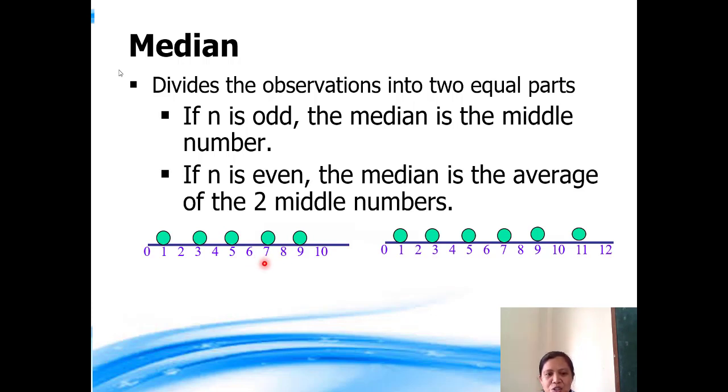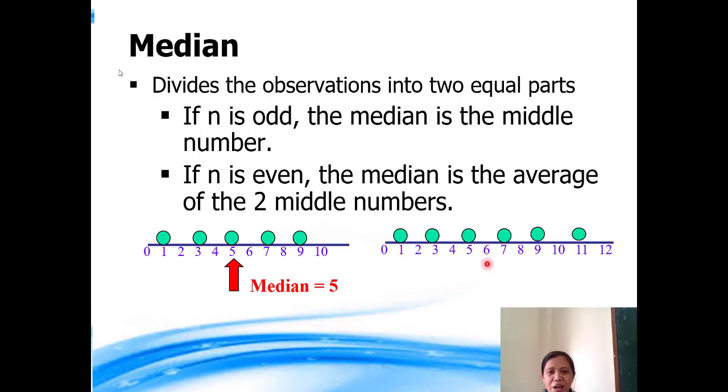Let us consider these two diagrams here. In the first diagram, the number of observations or the number of data we have is 5, and 5 is odd. So the middle number here is 5. Therefore, the median is 5.